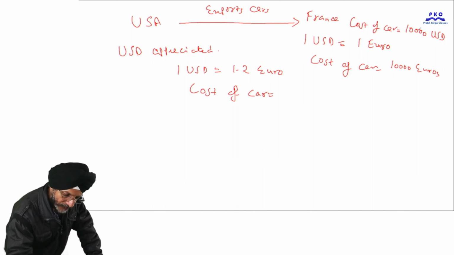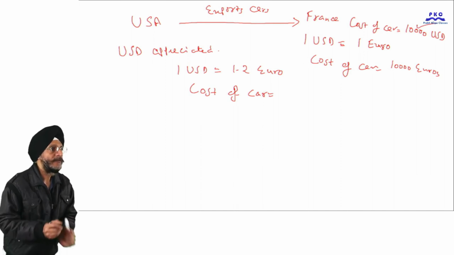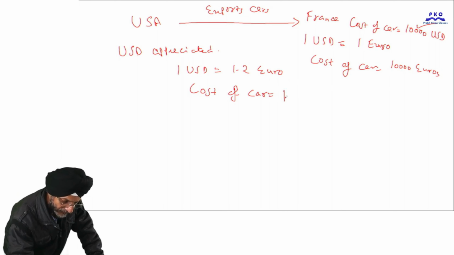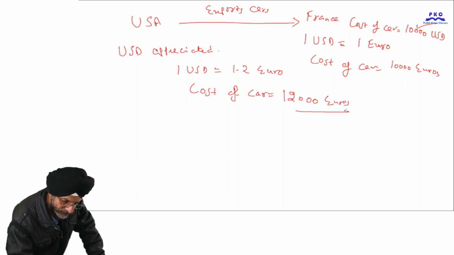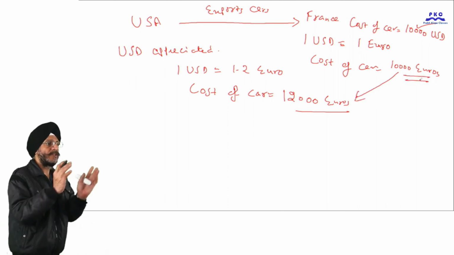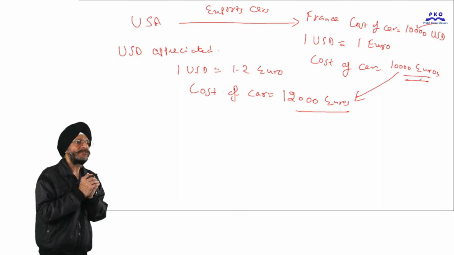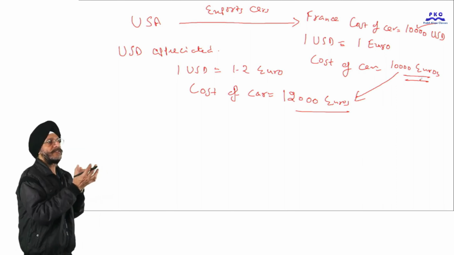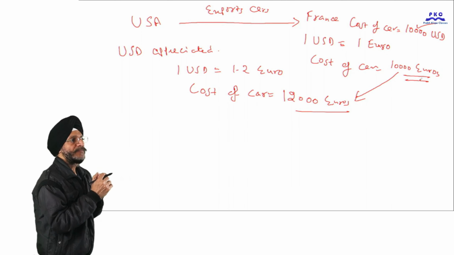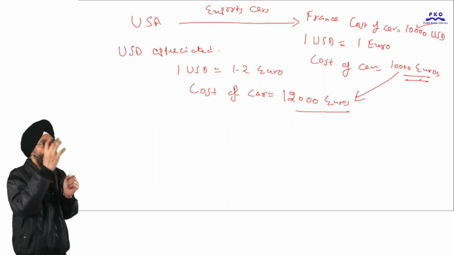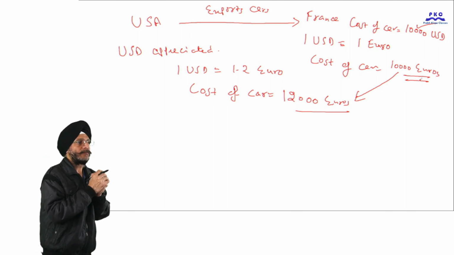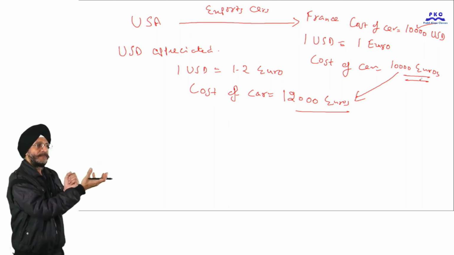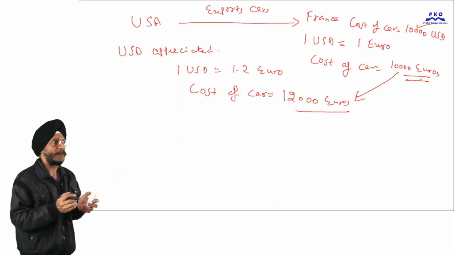The cost of the car is the same, 10,000 US dollars. Now after appreciation, they will have to pay 12,000 euros, which earlier they were paying only 10,000 euros. Now they will have to pay 12,000 euros. So when the currency of a country has appreciated, the foreigners have to pay more to get the things from the appreciating country.